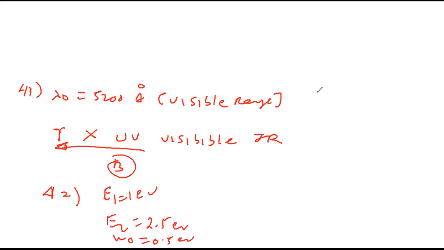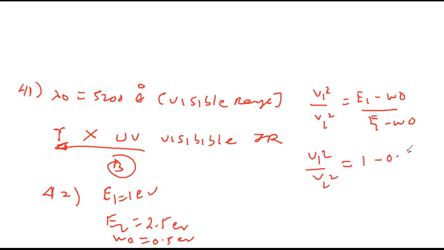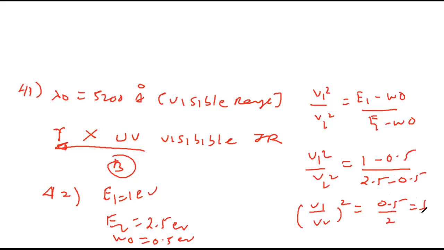Ratio of maximum speed, directly we can say V1 square upon V2 square is E1 minus work function upon E2 minus work function. So V1 square upon V2 square is 1 minus 0.5 upon 2.5 minus 1. So V1 square upon V2 square is 0.5 upon 2, it is 1 by 4. So ratio will be 1 by 2, option.